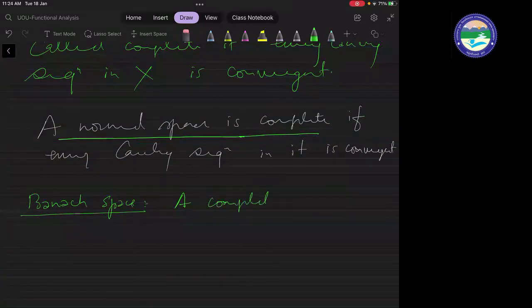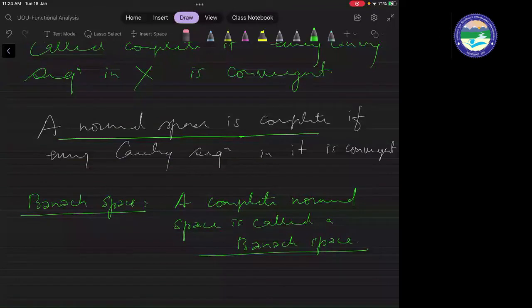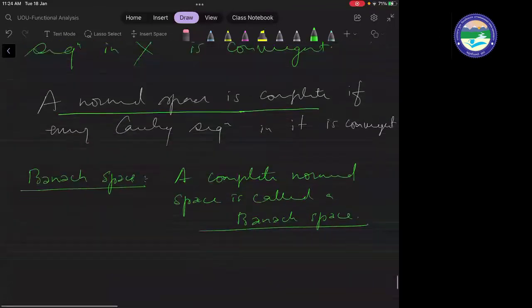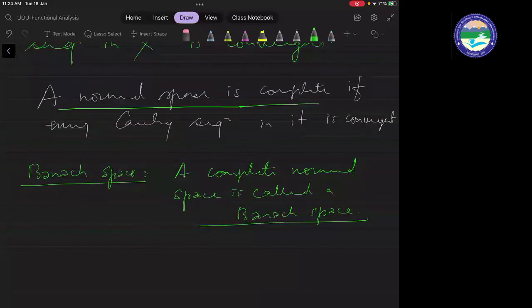A complete normed space is called a Banach space. Do you see the difference between a normed linear space and a Banach space? Yes, sir. Yesterday we have seen some examples of normed spaces. Today we will see at least one example of a Banach space, and at least one example of a normed space which is not a Banach space.